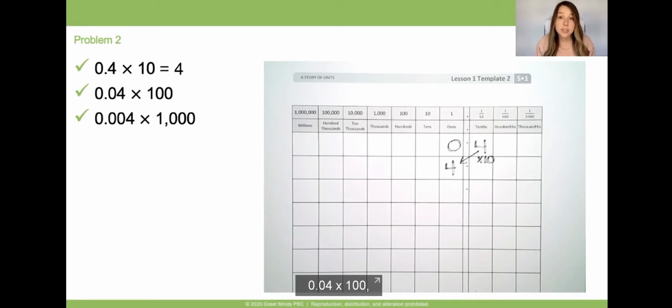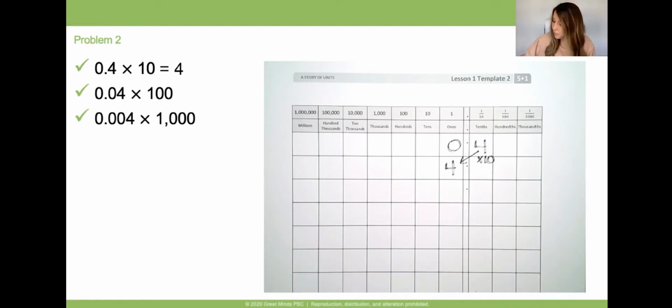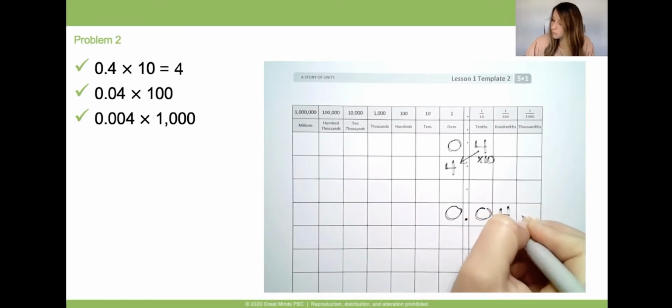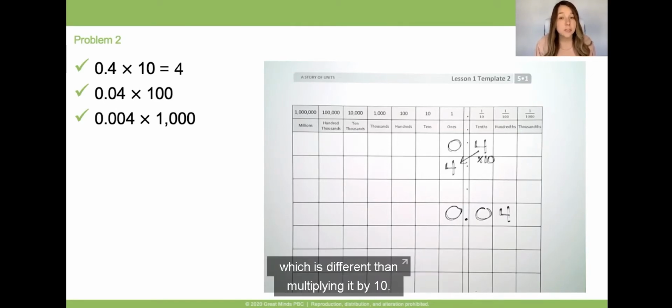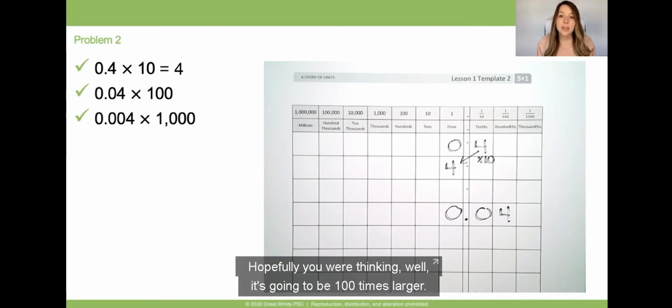4/100 times 100. And let's get 4/100 down in our place value chart. This time, we're multiplying 4/100 times 100, which is different than multiplying it by 10. How do you think the value of this digit will change after we multiply it by 100? Hopefully you were thinking, well, it's going to be 100 times larger.